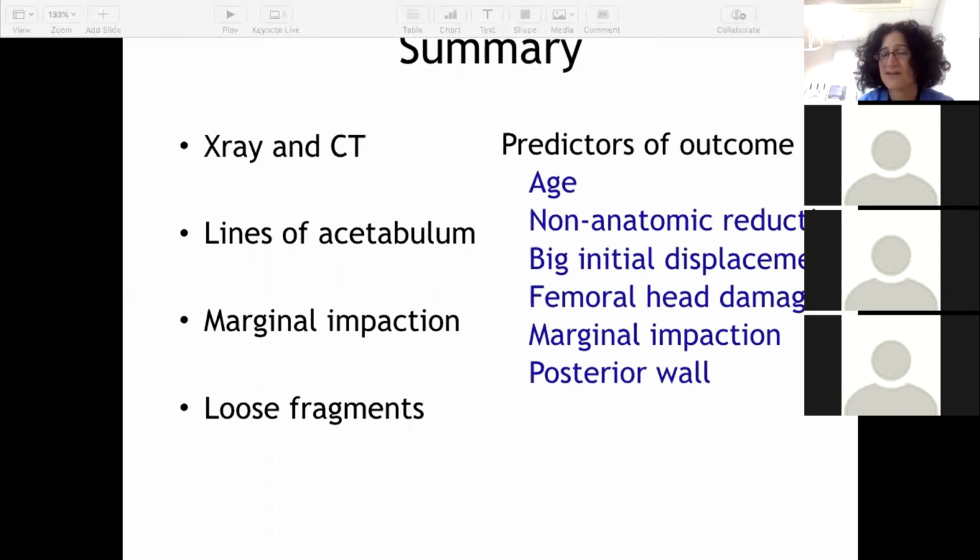And the predictors of outcome, we've talked about all of those. So I hope that's a more simple take on acetabular fractures, and understanding what the different parts of the CT represent, and a guide to treatment. Does anyone have any questions or points they want to raise?